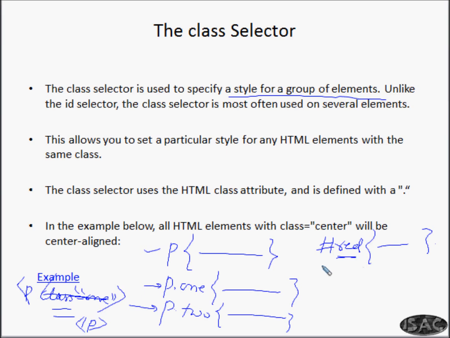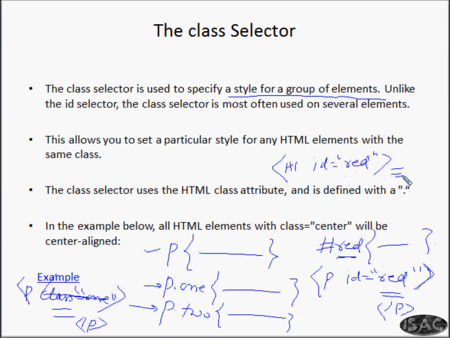Then how can you use it? You have to say p id equal to red. So it is independent, you just close it and say close p. I say here h1, let us say h1, and I say id equal to red, writing h1 and closing h1 here, right? So it will use this. So you are able to use this id here with different tags, right?